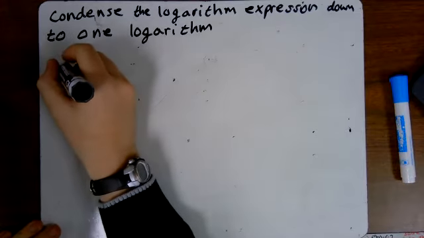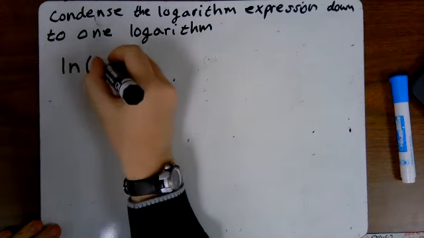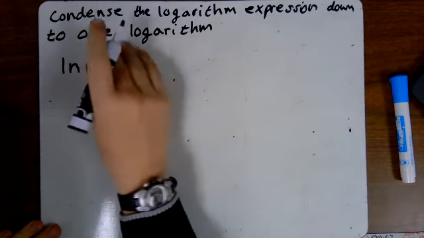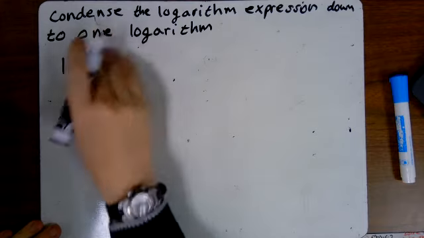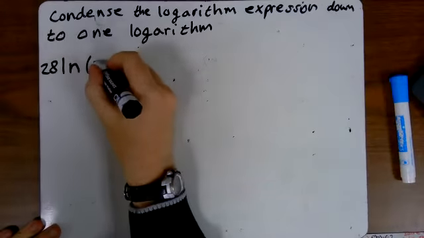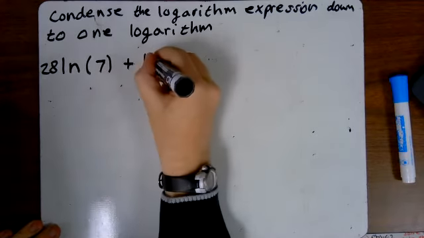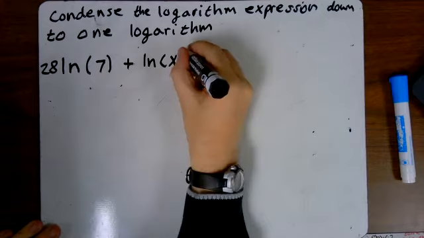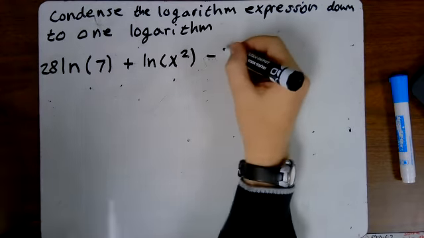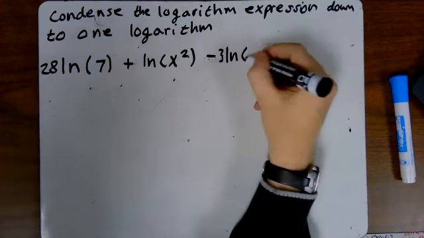28, okay. Let's say, 28 is kind of spicy. Let's do a natural log. Let's make it 28 natural log of 7 plus the natural log of x squared minus 3 natural log of y.